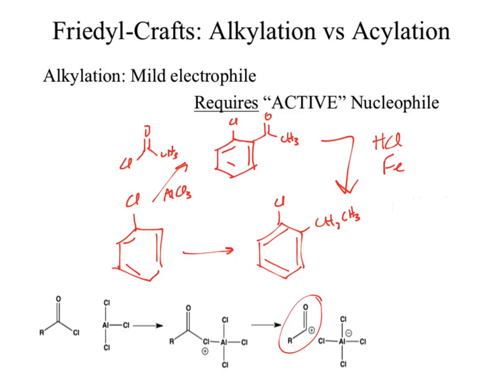So if we have a deactivated ring, we can still alkylate, but we're alkylating indirectly. We're putting on the acyl group, and then we can reduce the carbonyl away. And that's what our HCl and iron does. But now we have, I added an extra carbon. So now it's straightforward. That's really what I wanted, was for it to be straightforward.